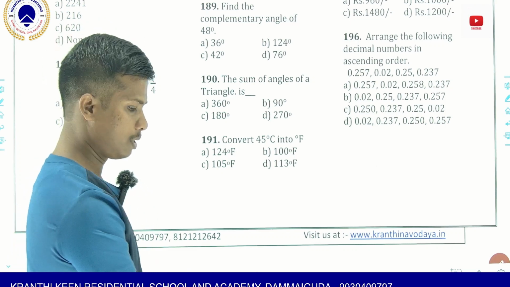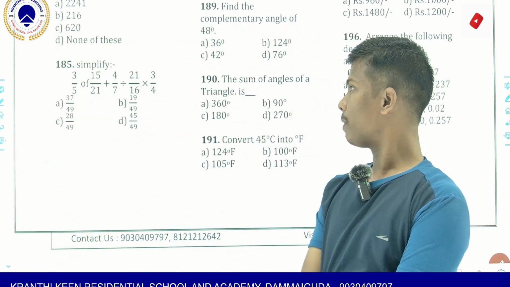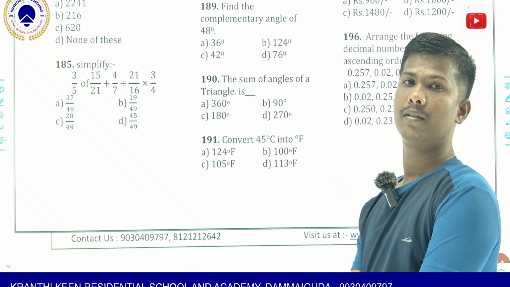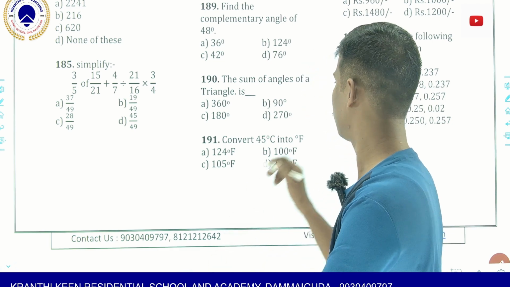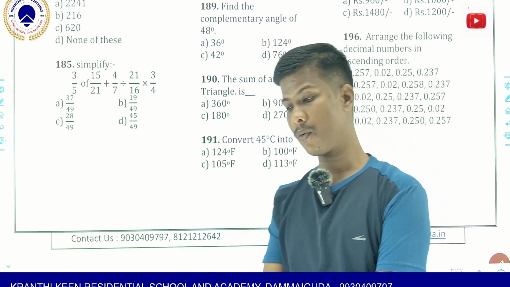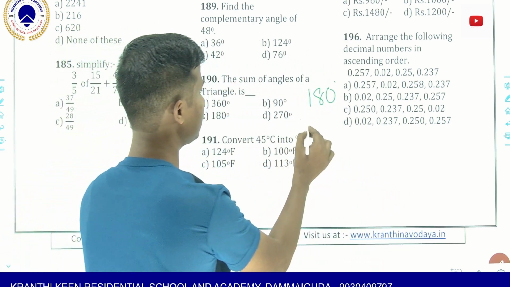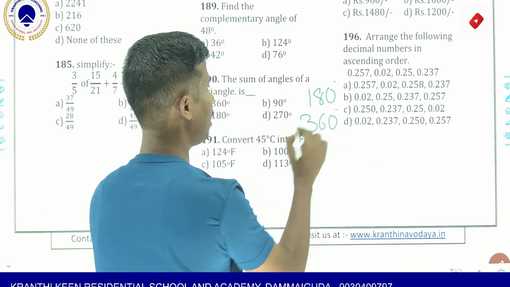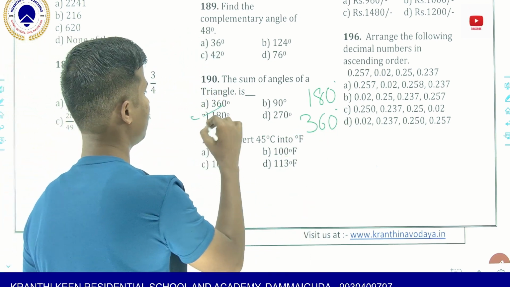This question number 190 also, we need not use pen and paper. The sum of angles of a triangle: what do you know? The sum of all angles of a triangle is always 180 degrees. The sum of angles of a quadrilateral is always 360 degrees. Quadrilateral 360, triangle 180. Here it is asking about the triangle. Therefore, it is 180. Okay.